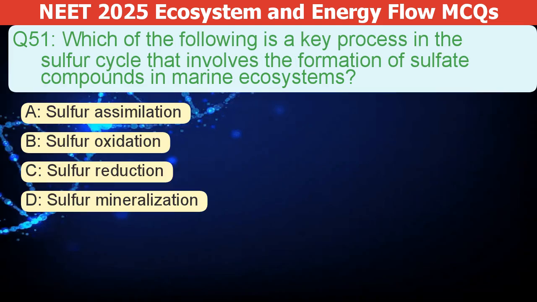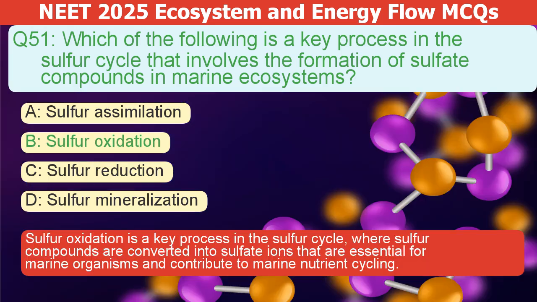Which of the following is a key process in the sulfur cycle that involves the formation of sulfate compounds in marine ecosystems? A. Sulfur assimilation. B. Sulfur oxidation. C. Sulfur reduction. D. Sulfur mineralization. The correct answer is B. Sulfur oxidation is a key process in the sulfur cycle. Sulfur compounds are converted into sulfate ions. These ions are essential for marine organisms and contribute to marine nutrient cycling.